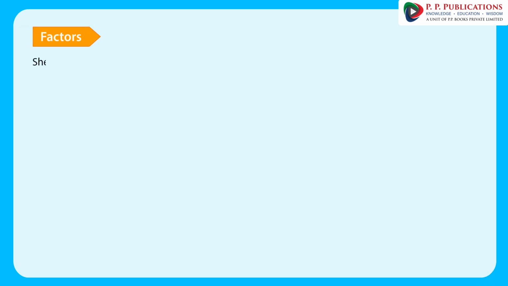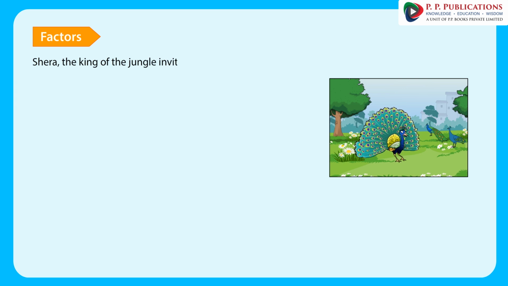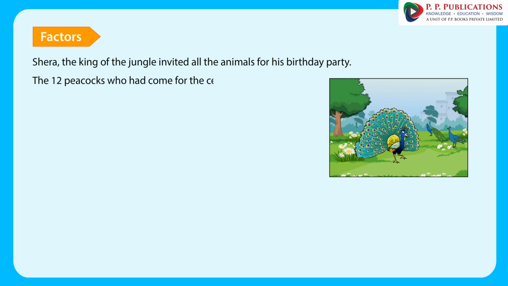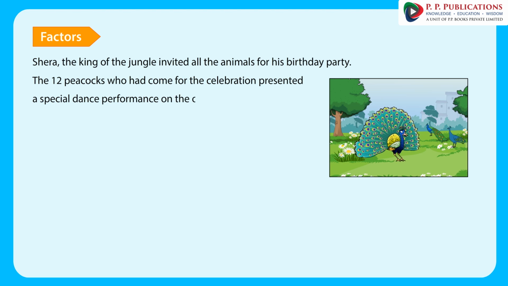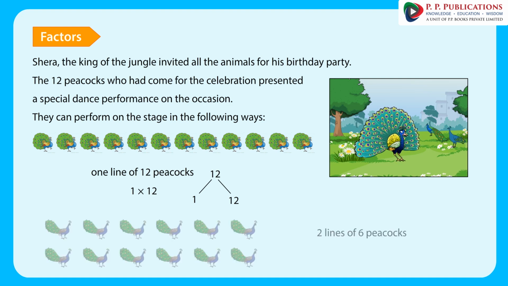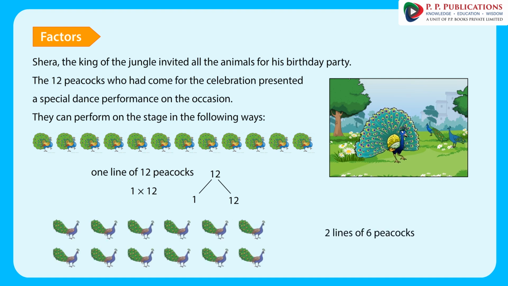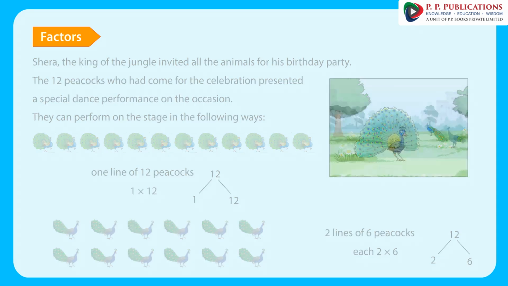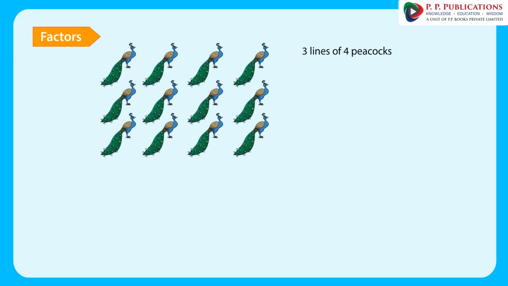Factors. Shera, the king of the jungle, invited all the animals for his birthday party. The 12 peacocks who had come for the celebration presented a special dance performance on the occasion. They can perform on the stage in the following ways. One line of 12 peacocks: 1 multiplied by 12. 2 lines of 6 peacocks each: 2 multiplied by 6.